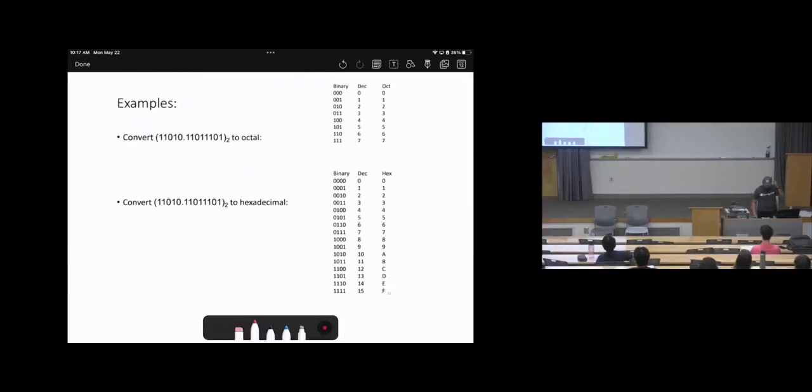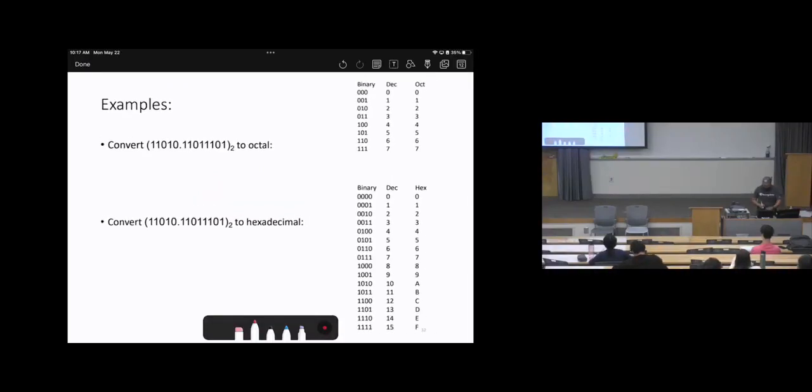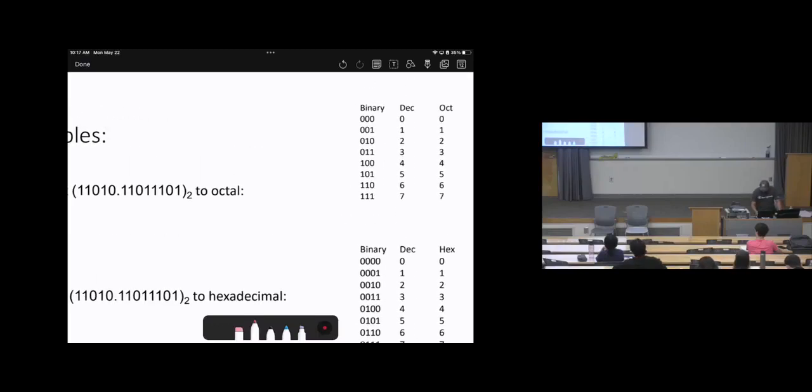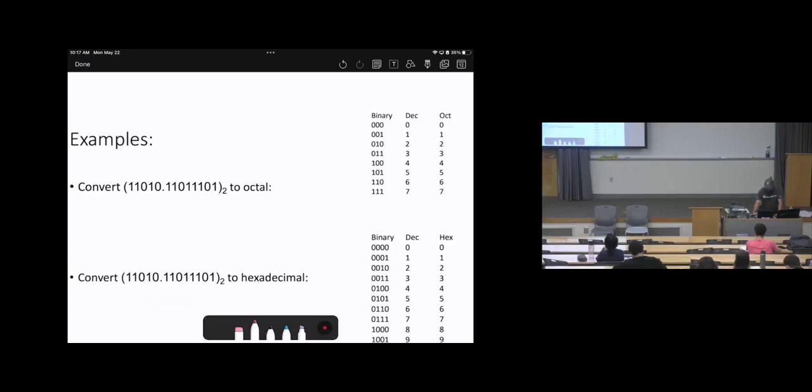Let's look at more examples. Now, we have this number, and we need to convert this to octal. And we have a radix point. Keep in mind now we have a radix point. How to convert it? Using the tables. Here, we already have the tables here, so we can make life easier.